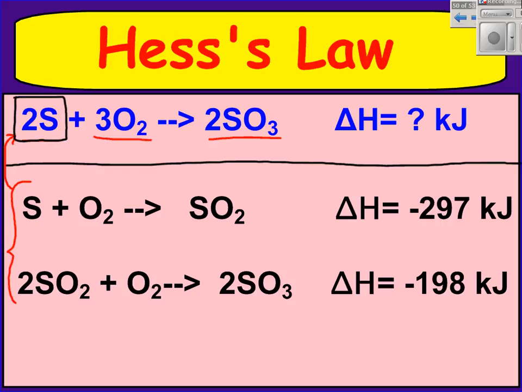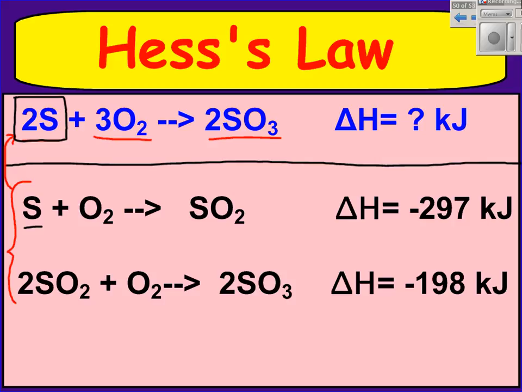According to my total reaction, I need 2 sulfurs on the reactant side. So what I do is I look down below at my 2 reactions and I try to find sulfur. Here's sulfur. Let's check if it's anywhere else. It's not O2 or SO2 or 2SO2 or O2 or 2SO3. So there's only one space actually in those 2 reactions where sulfur exists, and it's where it's underlined.